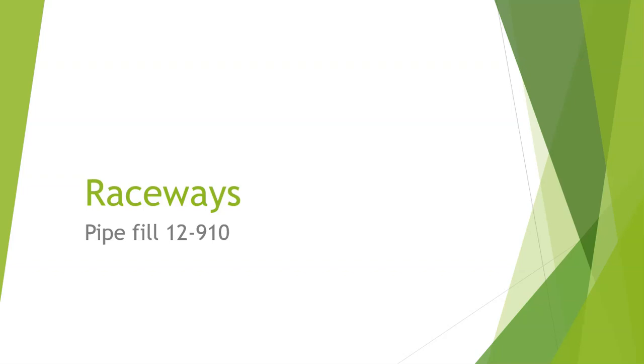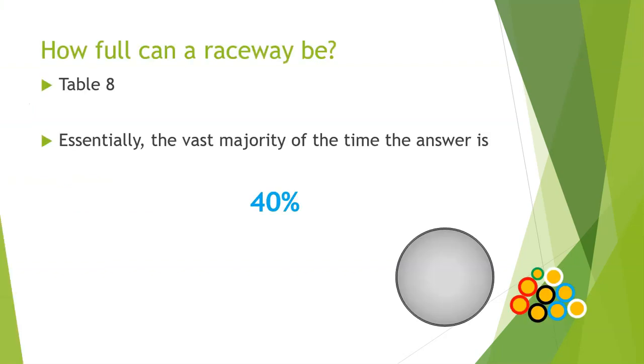In this video, we're going to be taking a look at pipe fill calculations according to Section 12 of the Canadian Electrical Code, and specifically we're going to be referencing 12-910 for how we do that. So let's get started.